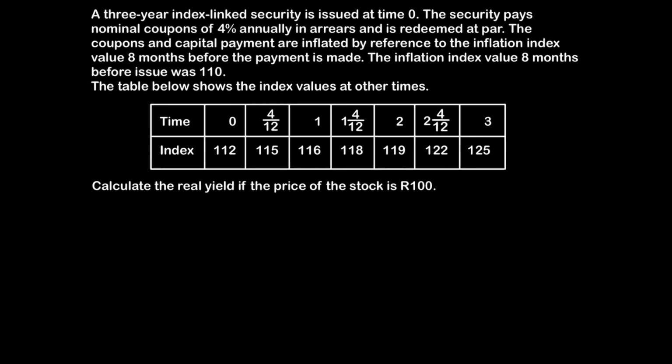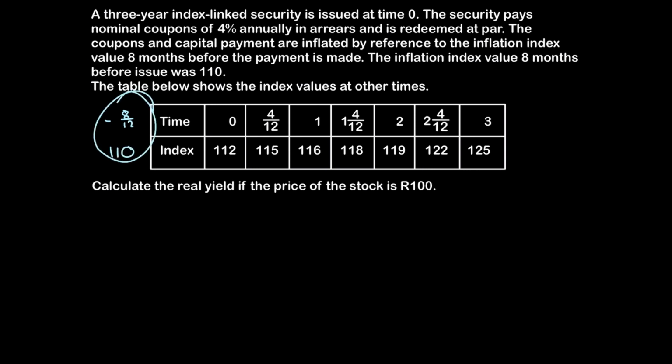So a 3-year index-linked security is issued at time 0. The security pays nominal coupons of 4% annually in arrears and is redeemed at par. The coupons and capital payment are inflated by reference to the inflation index value 8 months before the payment is made. The inflation index value 8 months before issue was 110. So this is minus 8 over 12. Our index value was at 110.